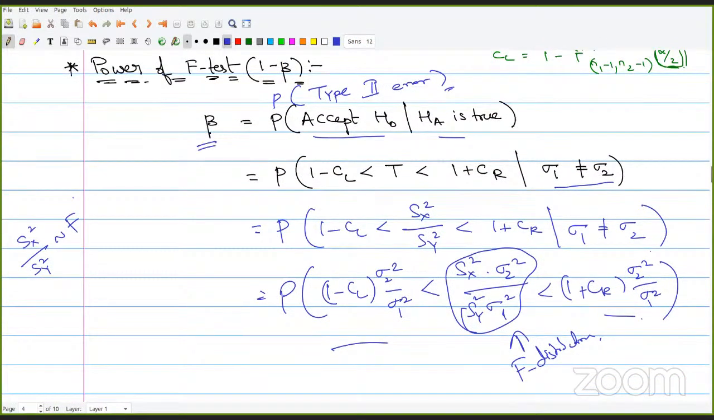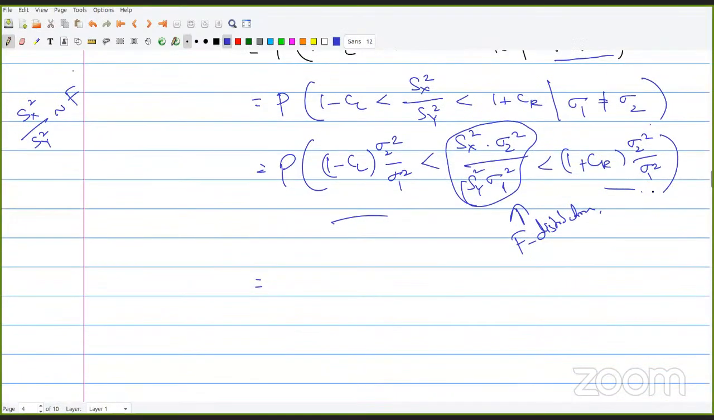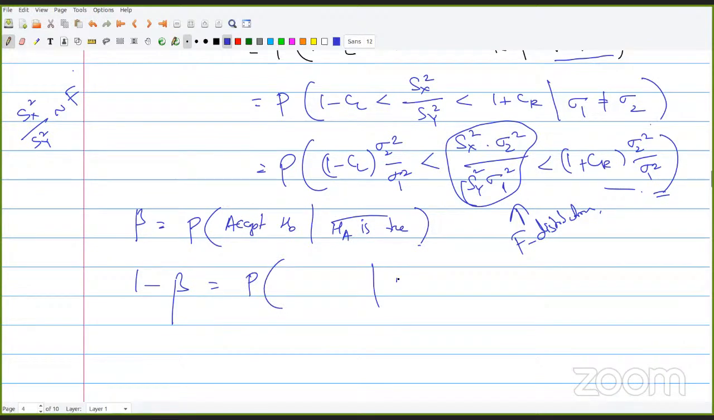We want 1 minus beta, which is the power of the test. So this is beta, and we require 1 minus beta. So what is 1 minus beta? If beta is the probability of accepting H naught when HA is true, then 1 minus beta is the probability of rejecting H naught when HA is true. So when are we going to reject H naught?